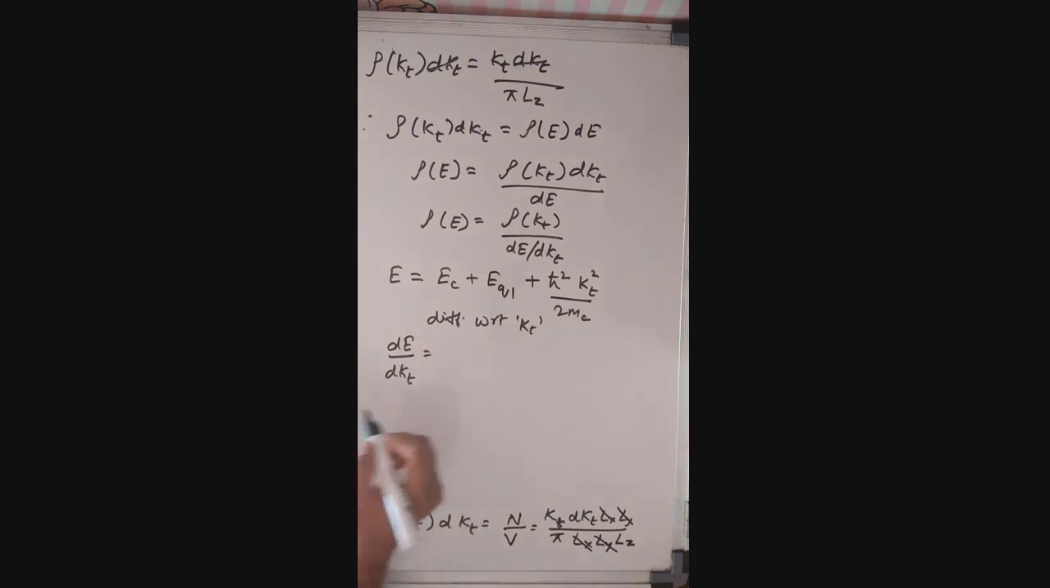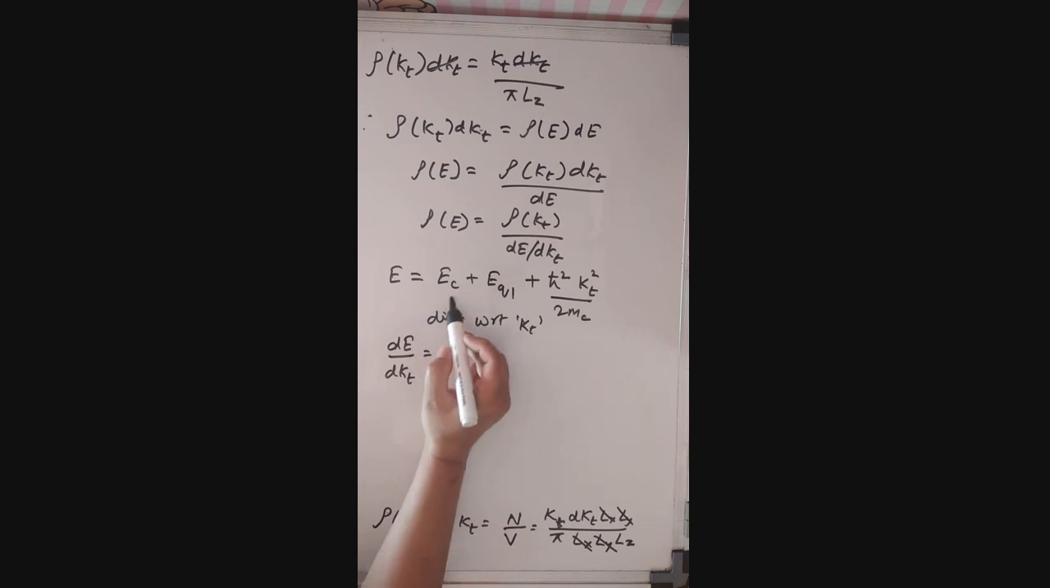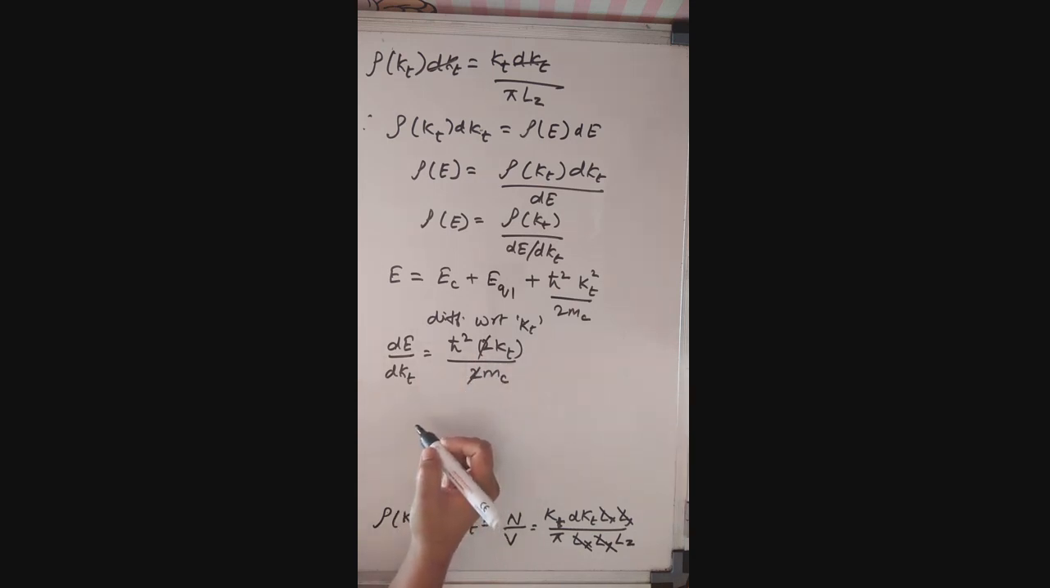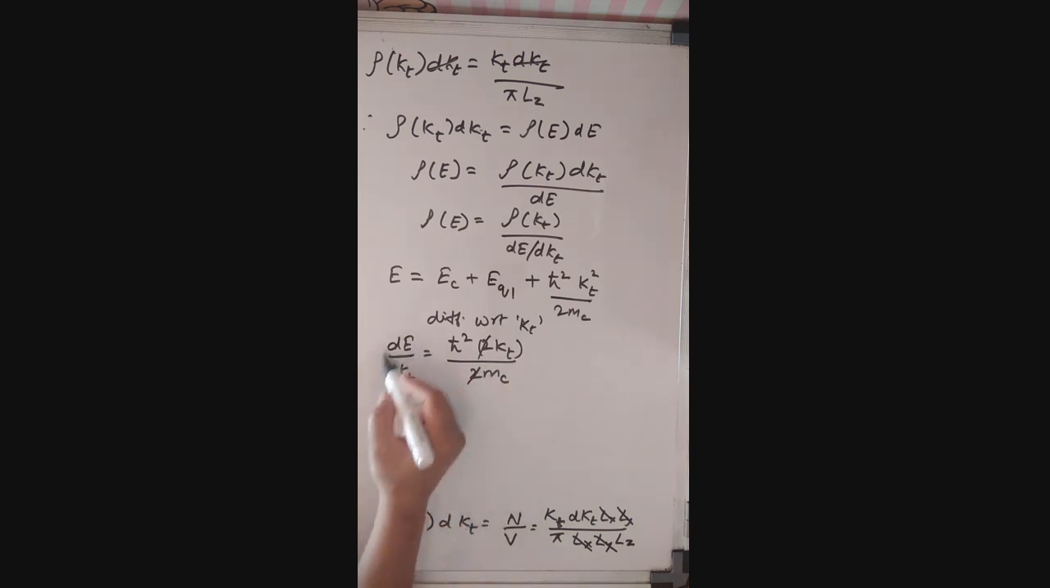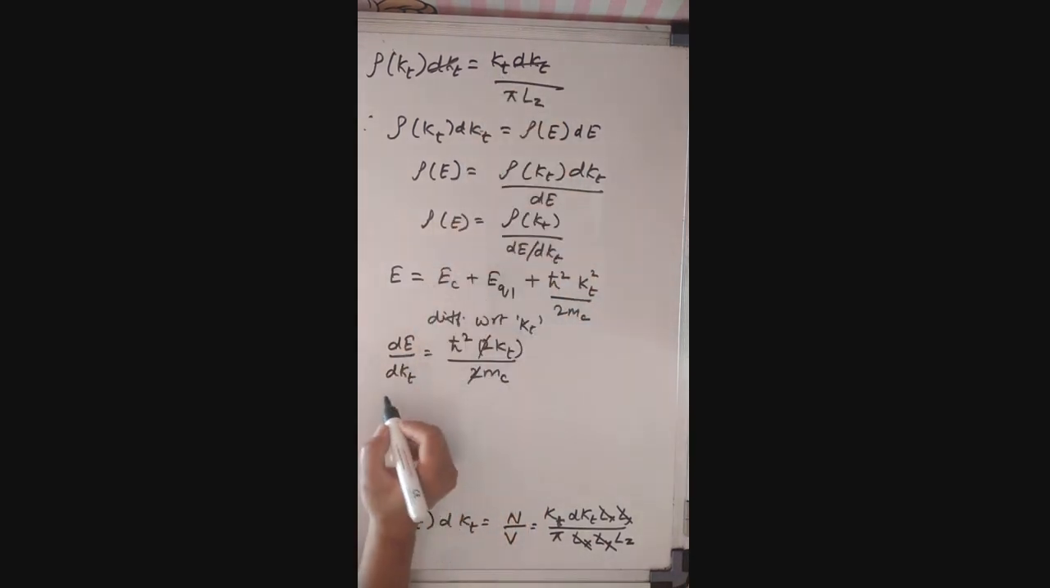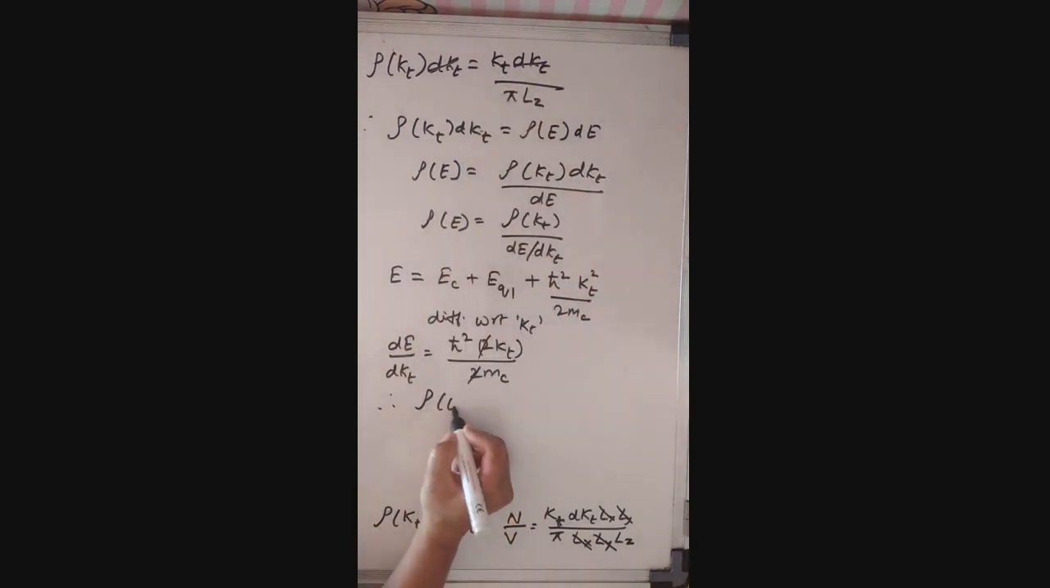equals to, this is constant, so its differentiation will be 0, only we'll be having this term. So h cross square twice of kt upon twice of mc, 2 will cancel out. This is what we will be getting for de by dkt. Now we'll put this value here, de by dkt, and instead of rho kt we'll be putting this value. So we'll write now, therefore rho of E.